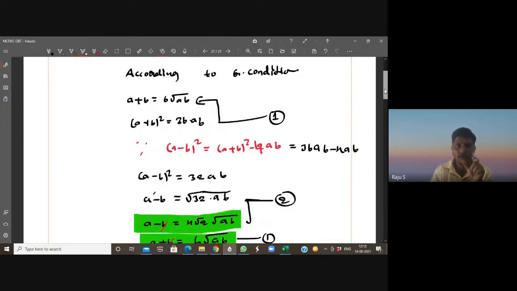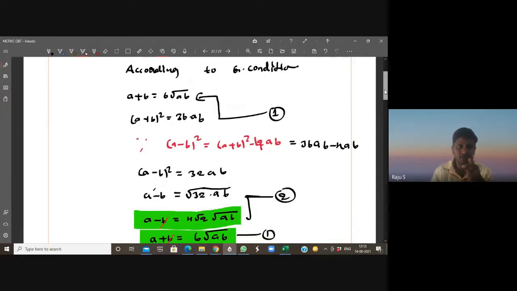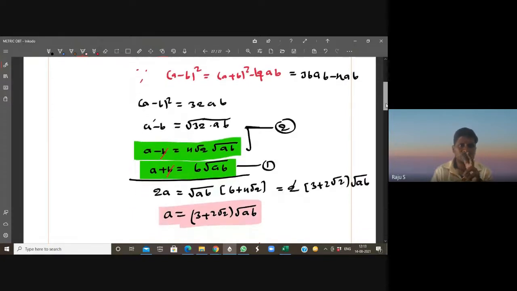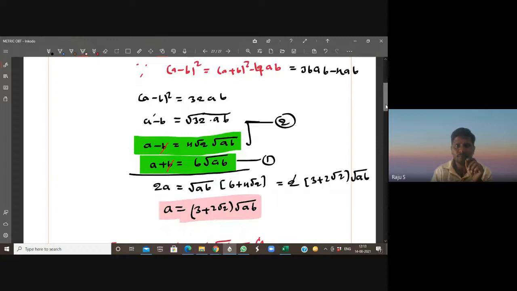Sum of the two numbers is equal to 6 times the geometric mean. I squared on both sides with the help of (A minus B) whole square, which can be written as (A plus B) whole square minus 4AB. So (A plus B) whole square, I have substituted into (A minus B) whole square. We got 32AB. From that, A minus B is equal to the square root of 32AB.